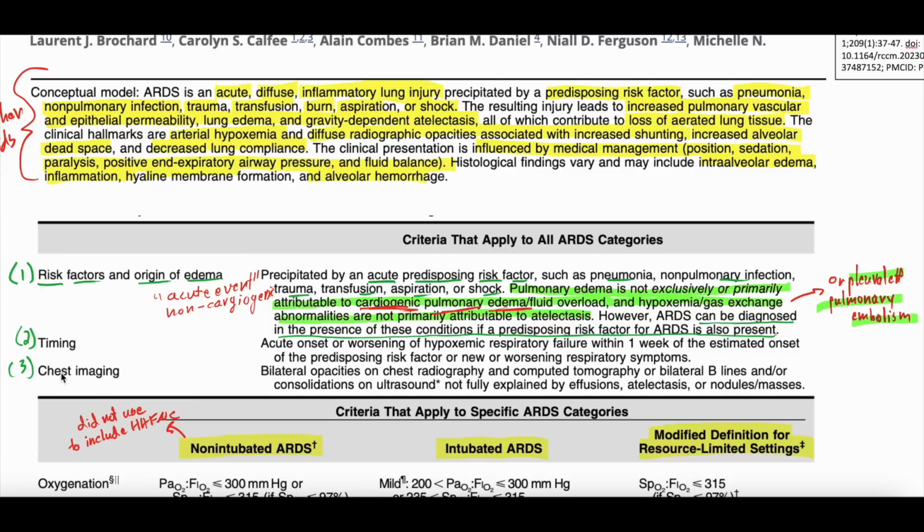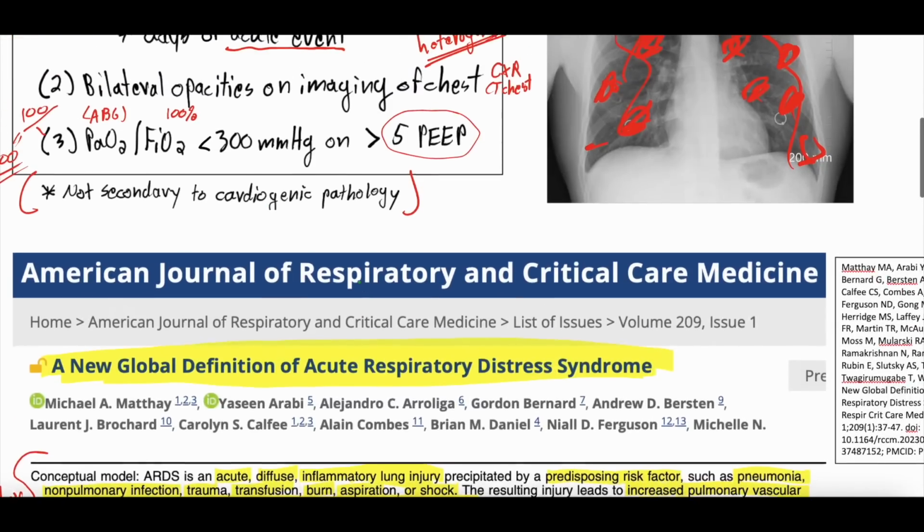All right. Next, they talk about timing. If we go up, we talked about timing.